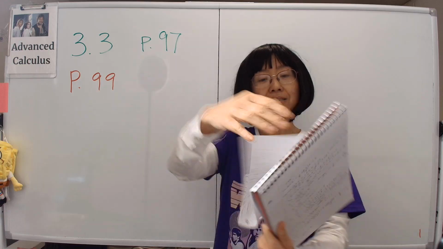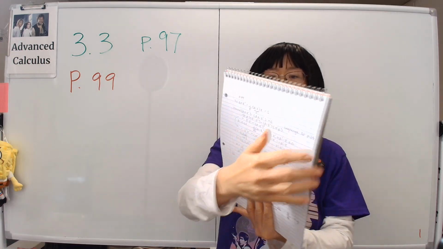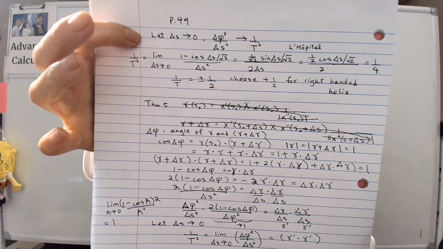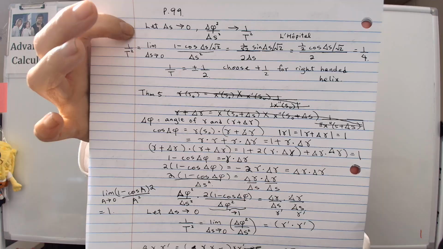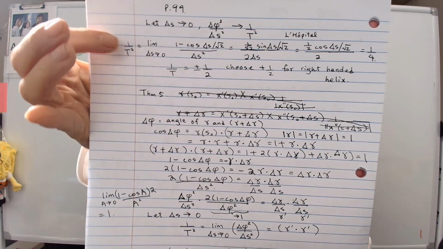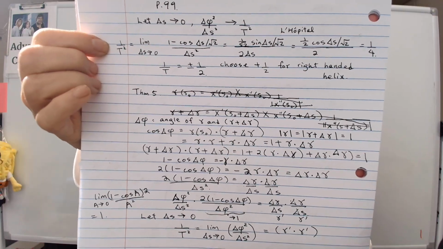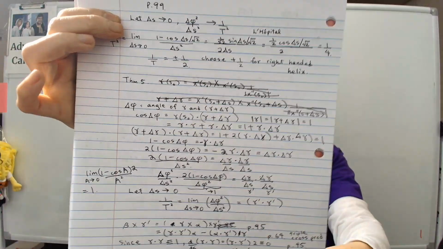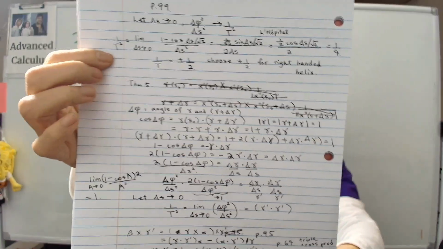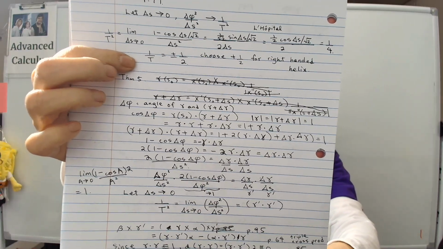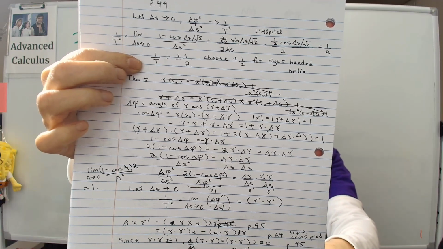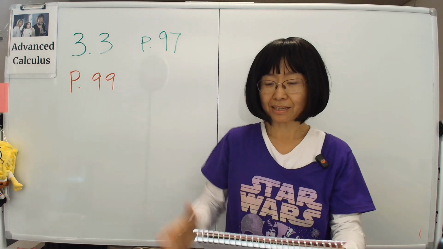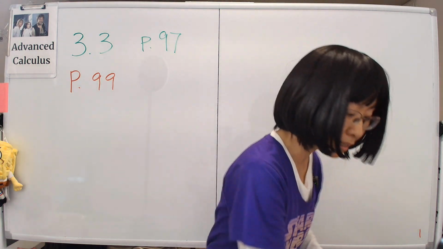So next, after all that, what we get is that as delta s goes to 0, delta phi squared over delta s squared is going to be equal to 1 over t squared. The reason is that now we're going to do another L'Hopital's rule, because if you calculate this limit, it works out nicely by applying L'Hopital's rule a couple of times, and it equals 1/4, which means 1 over t is plus or minus 1/2. And then because the helix is right-handed, we'll choose the positive 1/2 as the answer. By the way, the helix is right-handed.